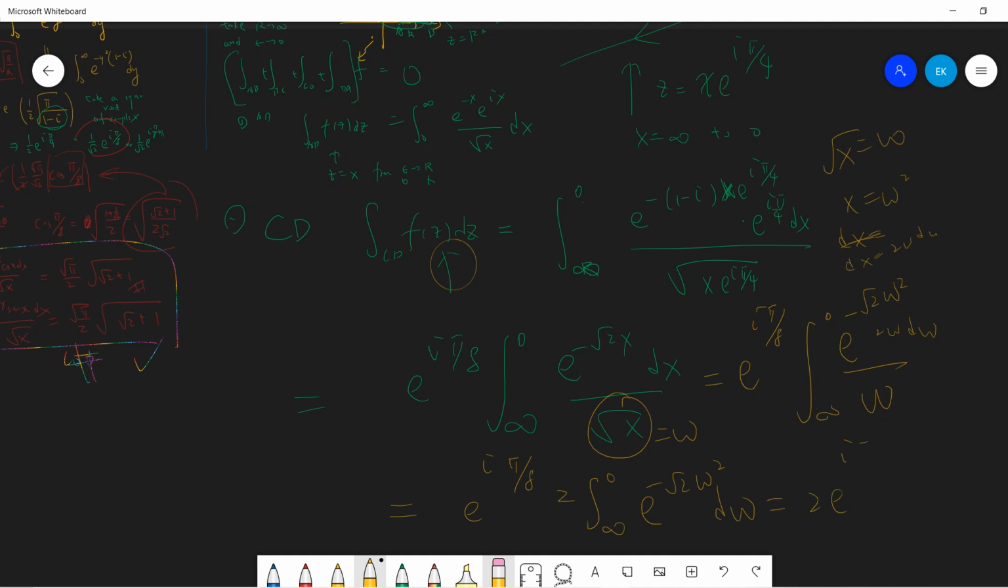For this term you just use the same formula. So it's half square root of pi divided by square root of 2. But there's a minus sign here, because this is infinity to 0. So let's compare everything. We have this term, add this term, and the sum of them should be 0. So let's write everything down.